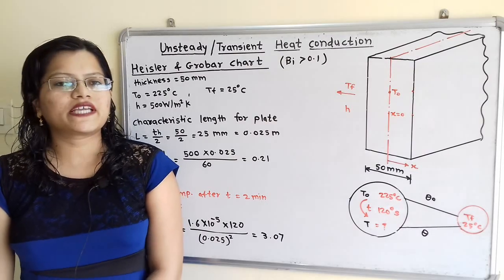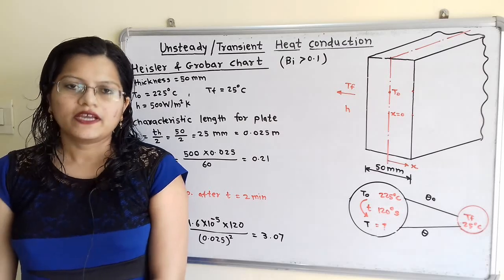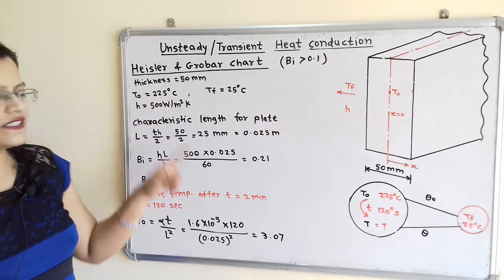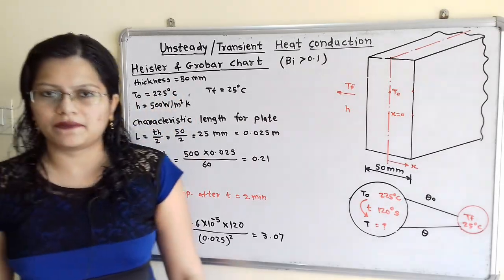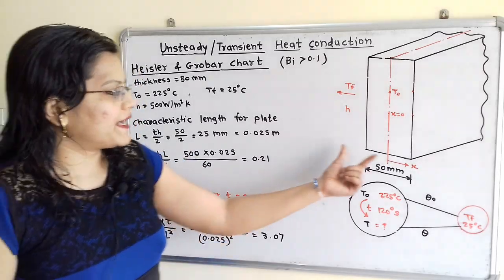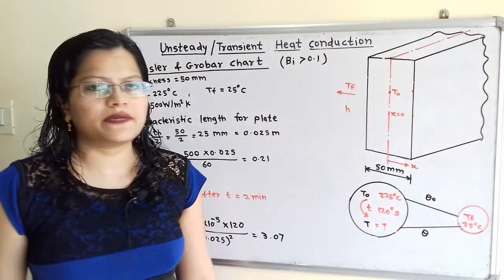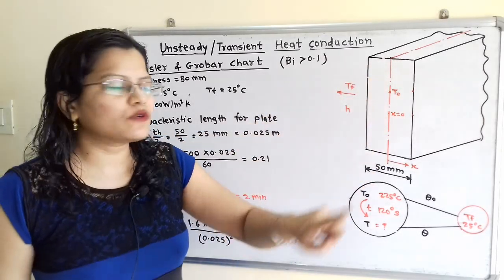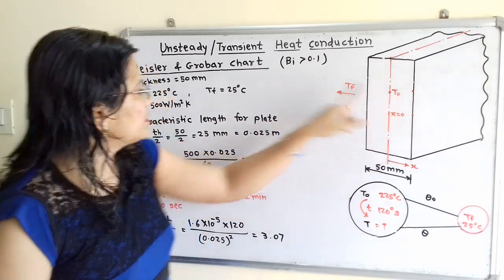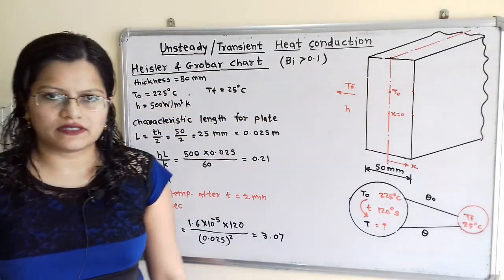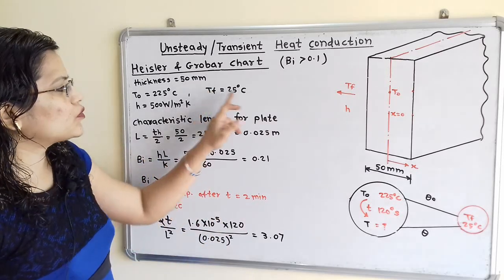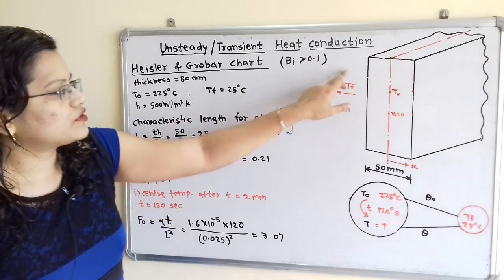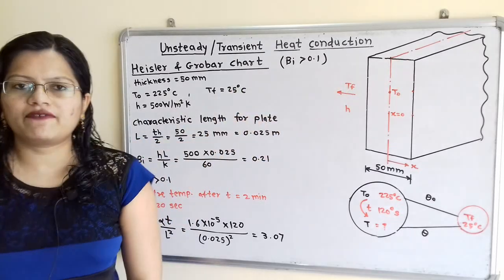Let us understand the given data with the help of diagram. It is given that the temperature at the center of plate is 225 degrees Celsius and thickness of plate is 50 mm. So we will draw here plate which is having thickness 50 mm, and at the center line of the plate temperature at t equal to 0, that is initial temperature T0 is equal to 225 degrees Celsius. Now this plate is exposed to air which is having temperature 25 degrees Celsius. So we will say that temperature of surrounding TF is equal to 25 degrees Celsius.